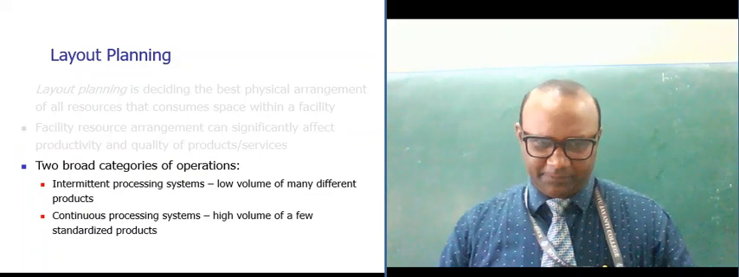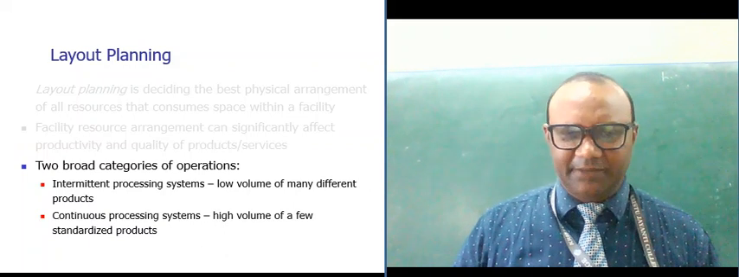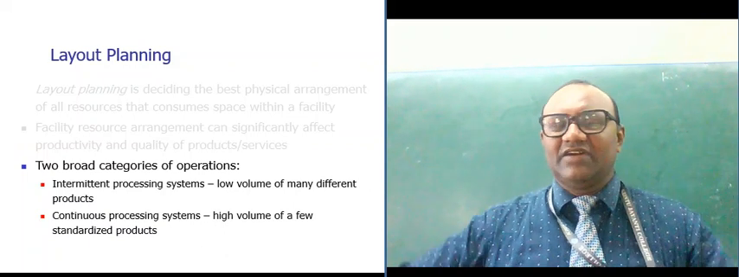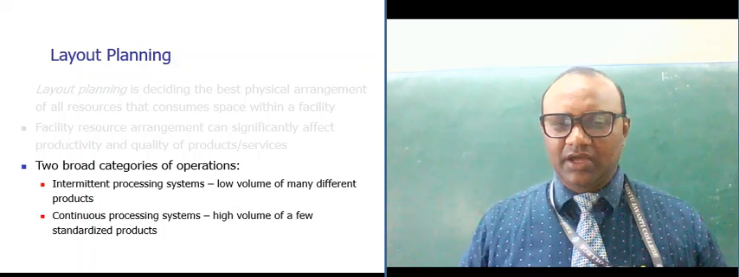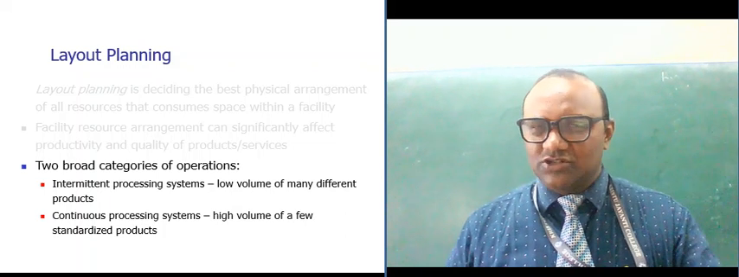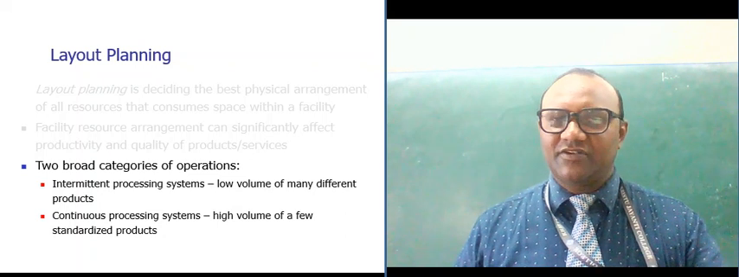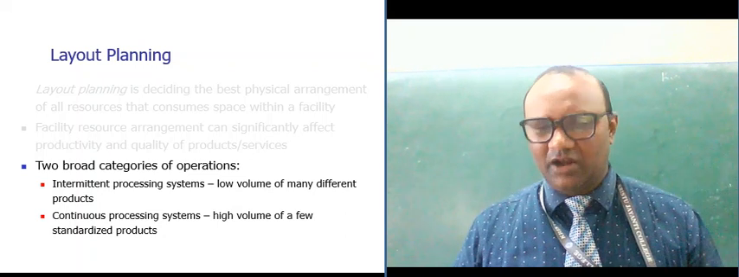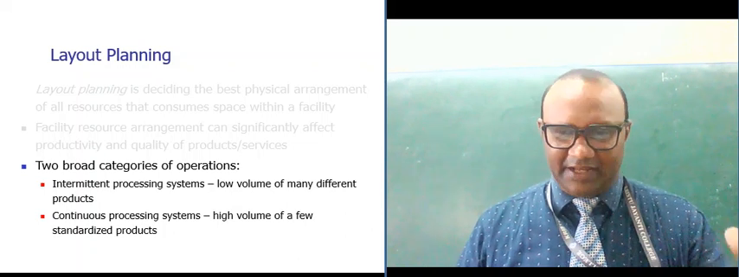There are two broad categories of operations that we can do. One is intermittent processing and the other is continuous processing, which in very simple understanding is: is your product having very low features or very low specifications, where there is not much value addition that you need to do, or the kind of work that needs to be done on the material is very minimal.